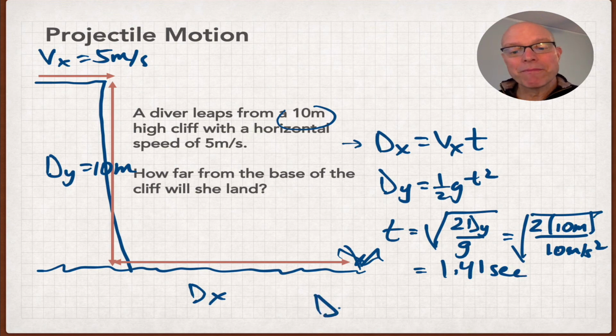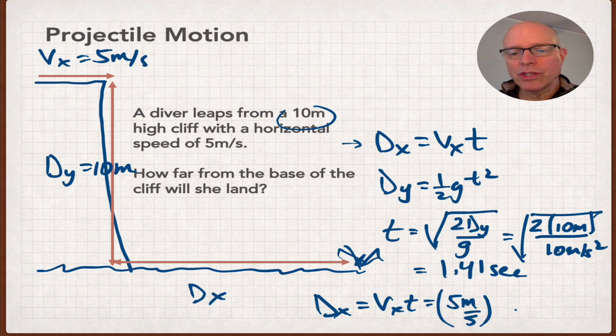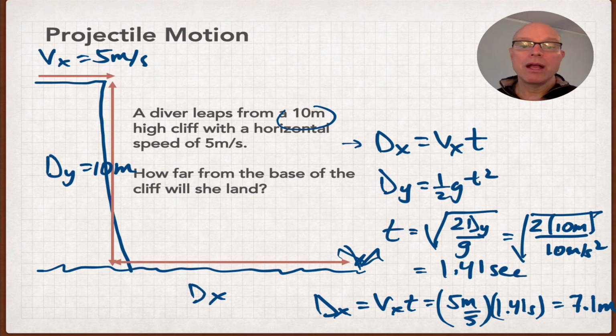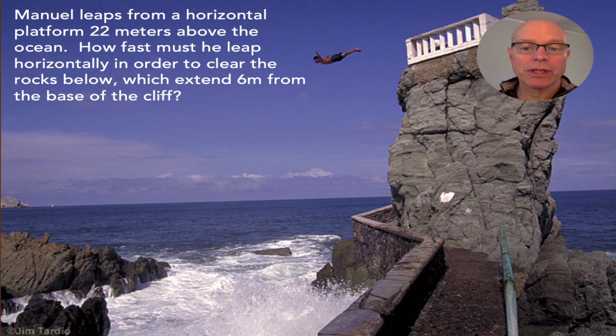So finally, we are going to get the dx equals vx times t, and that's pretty straightforward. So she's going to move forward 5 meters every second. She's going to do it for 1.41 seconds, and all that turns out to be about 7.1 meters. Okay, that's example number 1. It's pretty standard. So you're going to rock this. Let's go ahead and do one more, and we'll check it out.